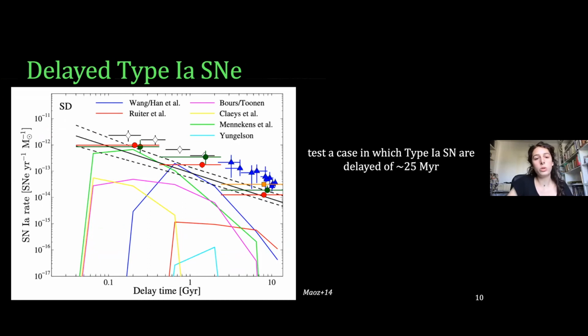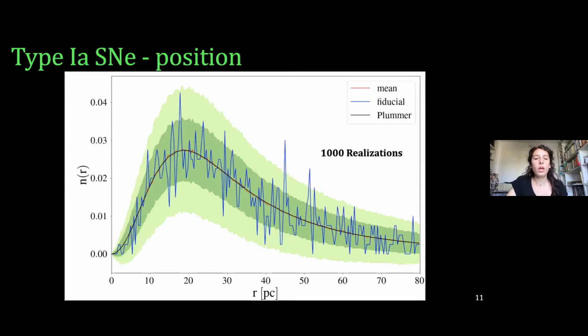So we decided to perform other simulations in which we delay the Greggio 2005 formulation by about 25 megayears to see the differences. Regarding the star positions, we distribute them in space following the Plummer profile, and even in this case we performed 1,000 realizations of this function, and the blue one is the one that we have chosen.